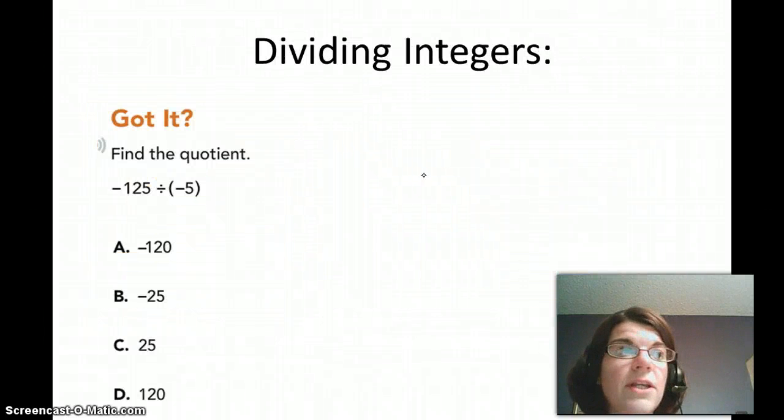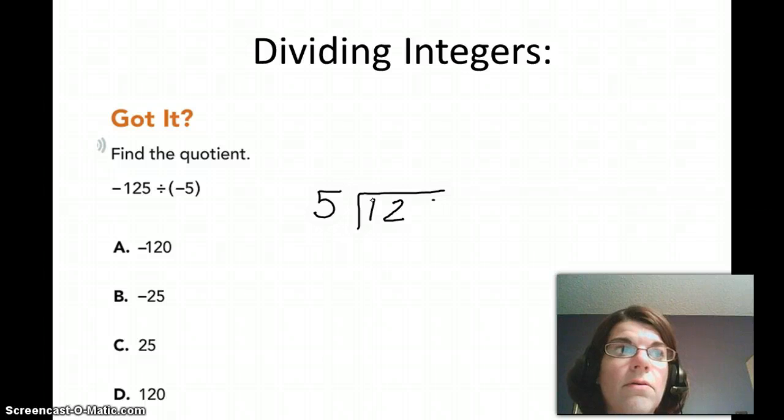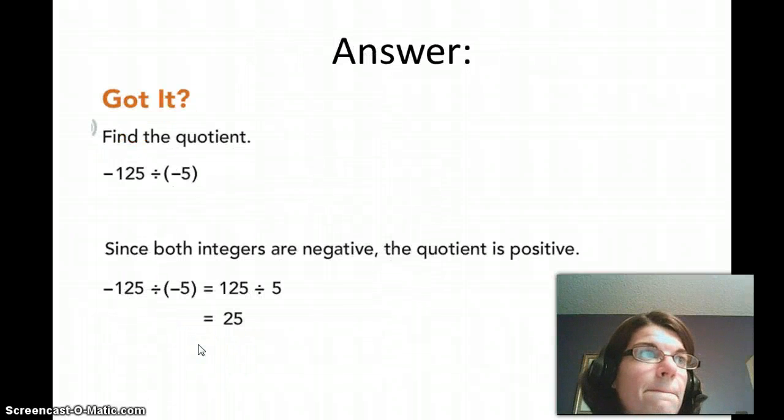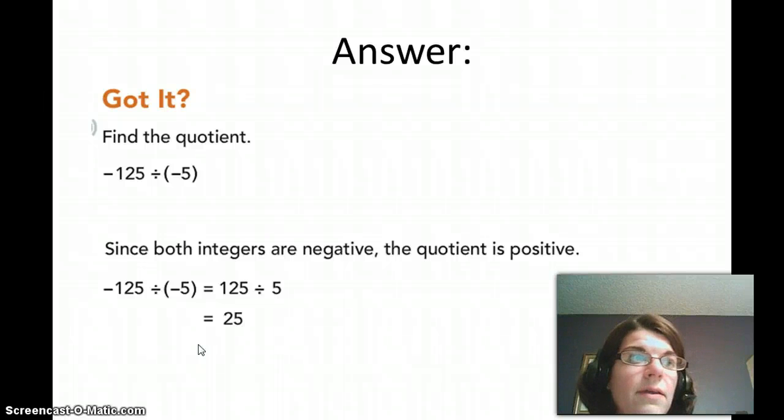Okay, so let's look at division. We have the same sign here, negative 125 divided by 5. And if you need to work that out, 5 goes into 12 2 times. Okay, so we end up with 25, which is choice C. Okay, and there's the answer there. A negative divided by a negative gives you a positive answer, so positive 25.